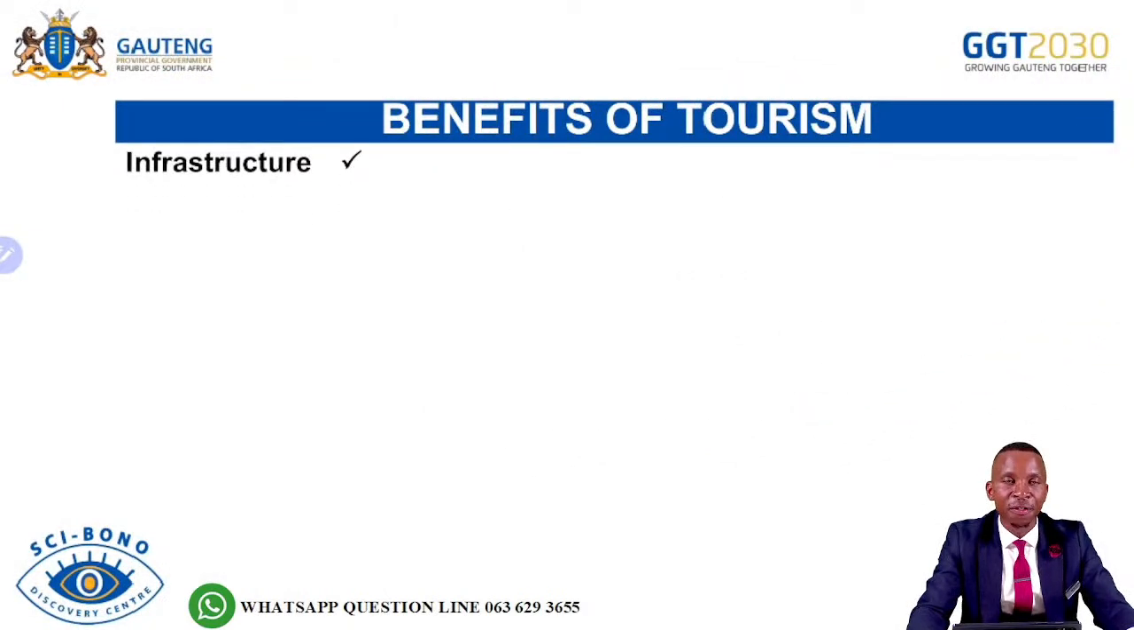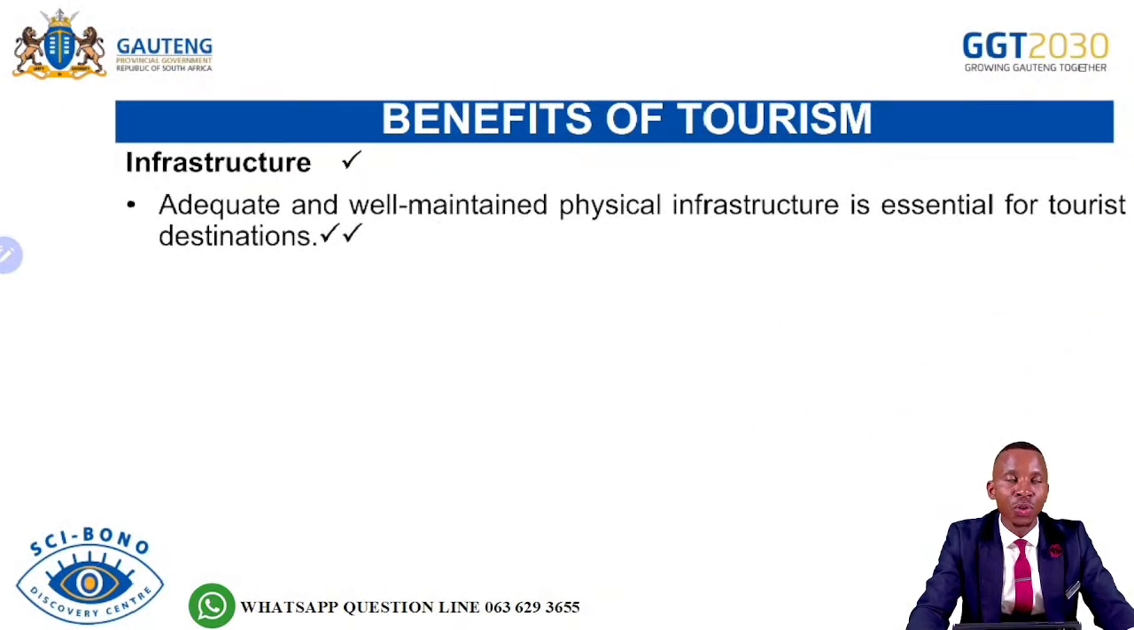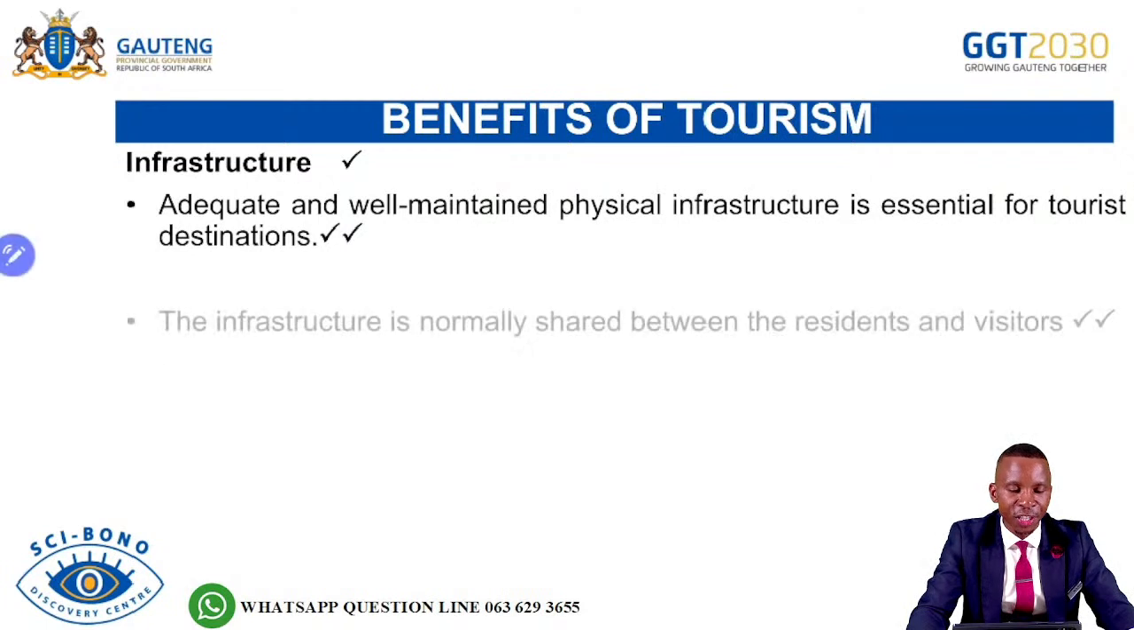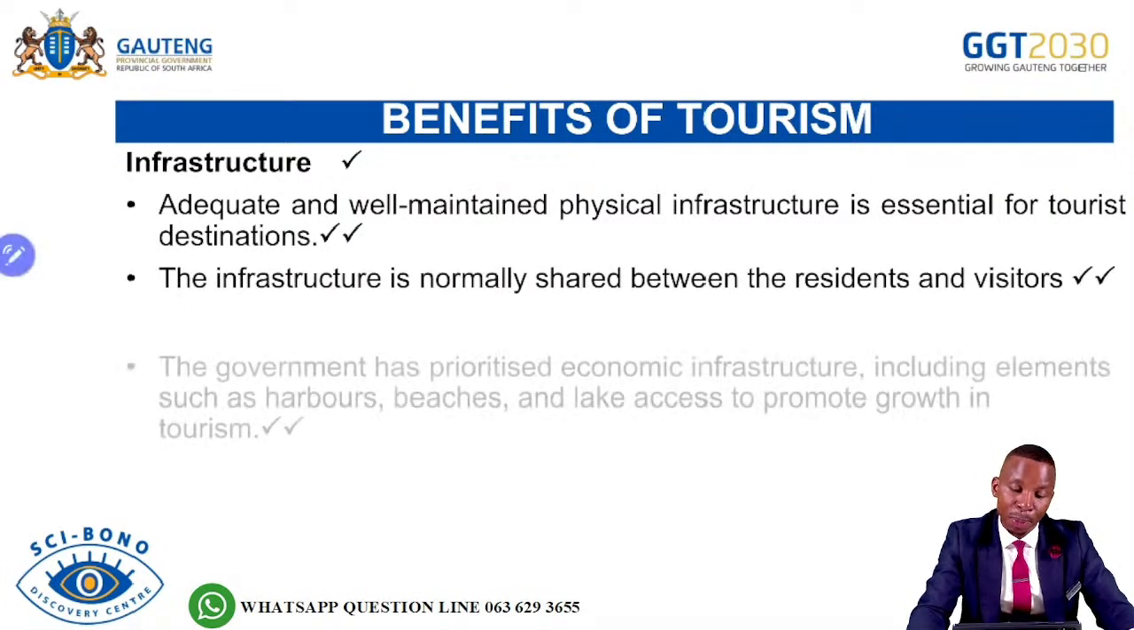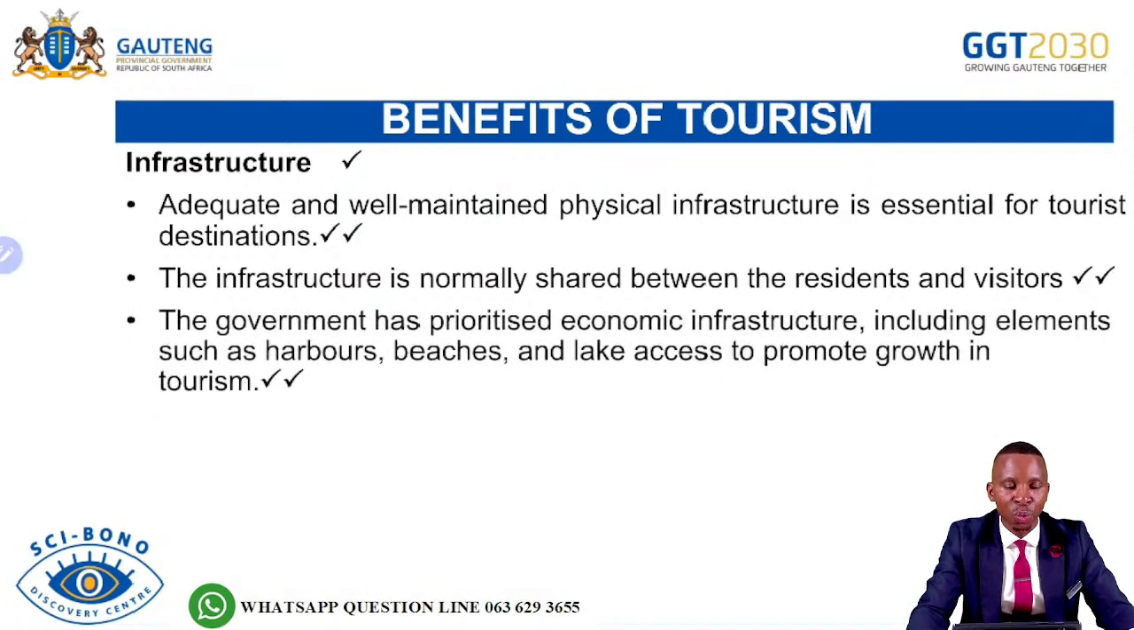And then we continue with infrastructure. We also know that if there is a high level of tourism, there must be infrastructure. It goes together. So adequate and well-maintained physical infrastructure is essential for tourist destinations. The infrastructure is normally shared between residents and visitors. Local people and also those tourists will benefit from that infrastructure.